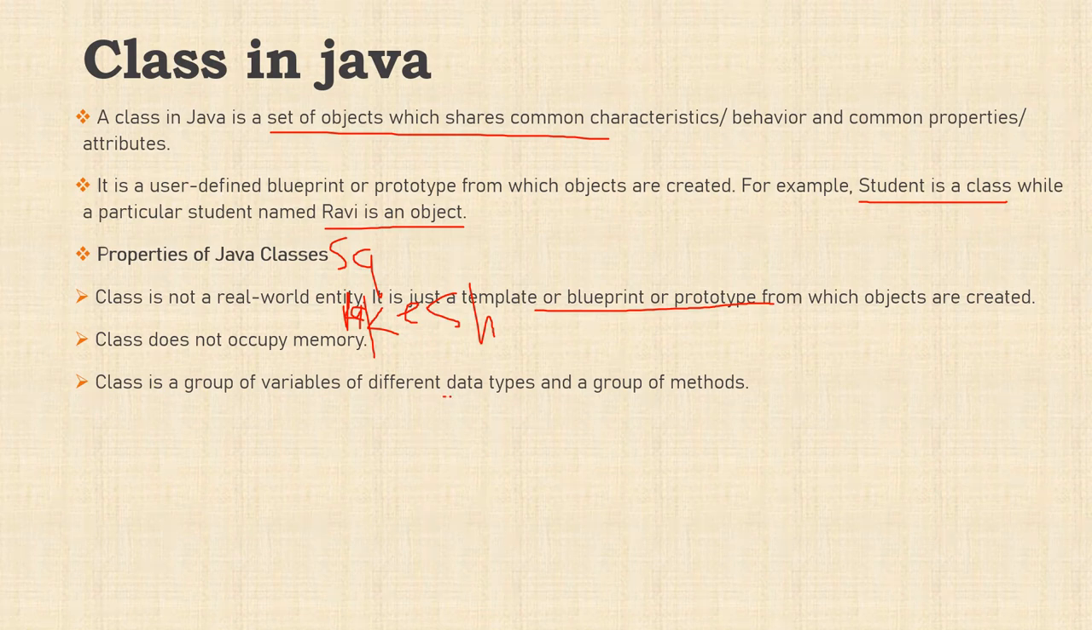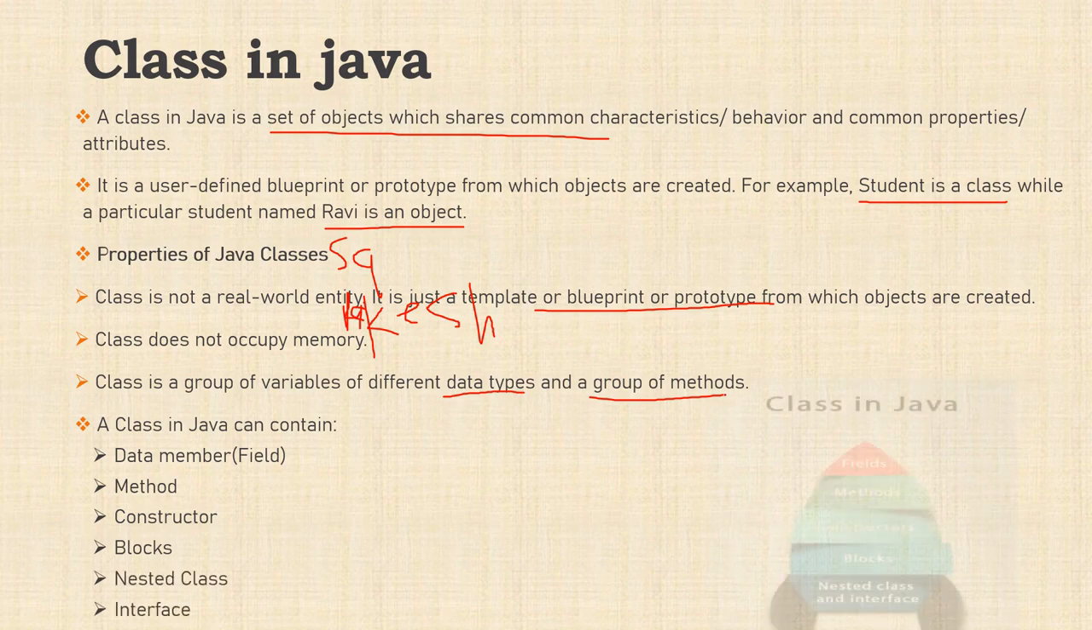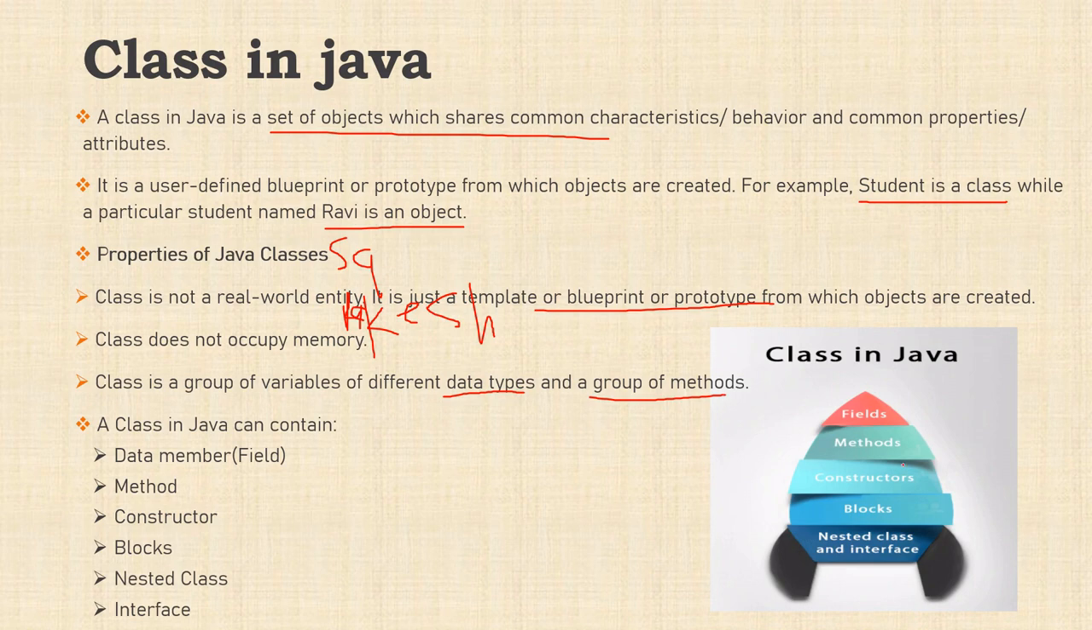So for creating the class, you have to declare the variables and declare the methods. It's a group of variables and a group of methods. A class in Java can contain data members, which are fields, methods, constructors, blocks, nested classes, and interfaces. So a class contains all these things.